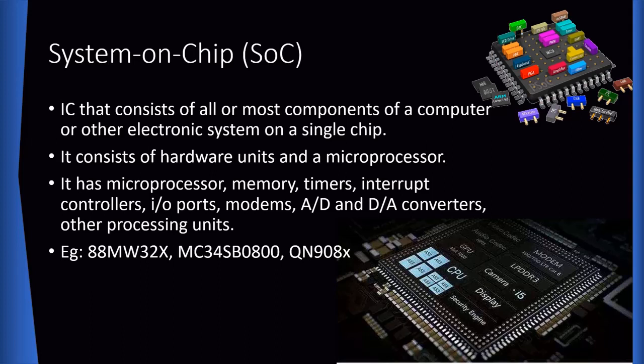The hardware components include microprocessor, memory, timers, interrupt controls, input-output ports, modems, A to D converters, D to A converters, other processing units, etc. A typical SoC has more than one processor core, a digital signal processor, network processor, different communication interfaces, RAM, ROM, flash memory, etc.